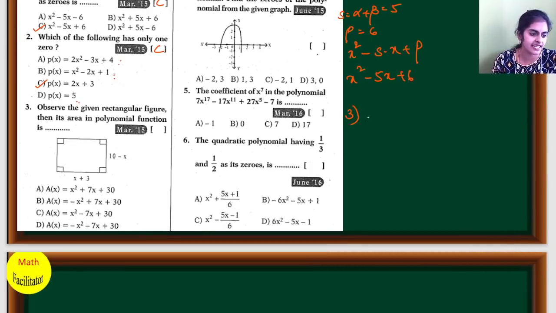So you have to find the area. Here the sides are 10 minus x and x plus 3. The area of a rectangle is length into breadth. So the area is length x plus 3 into breadth 10 minus x.